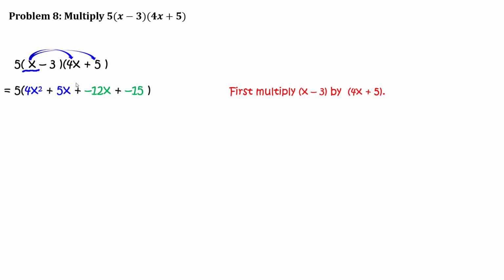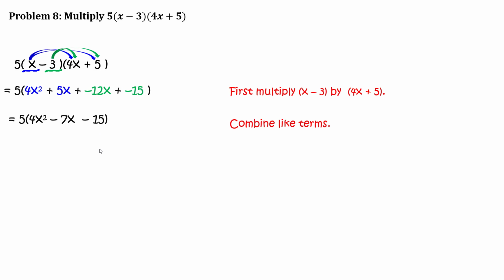So I'm going to use the distribution method. x times 4x is 4x squared, x times positive 5 is plus 5x. Negative 3 times 4x is plus negative 12x. Negative 3 times 5 is plus negative 15. So I multiplied the x minus 3 by 4x plus 5 first. Notice I put the result in parentheses because I still have to multiply all of the result by 5. So that's why the parentheses are there. Before I multiply the result by 5, I'm going to combine like terms inside the parentheses. So I'm going to get 4x squared minus 7x minus 15.